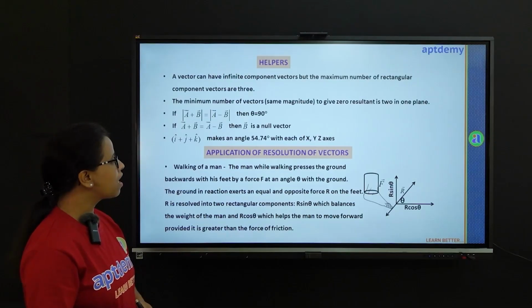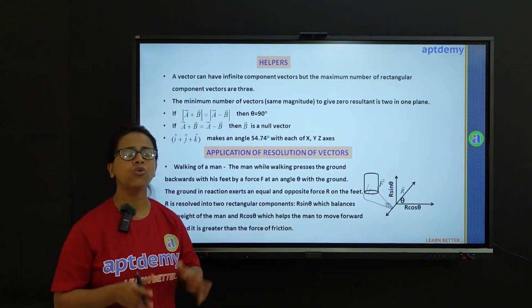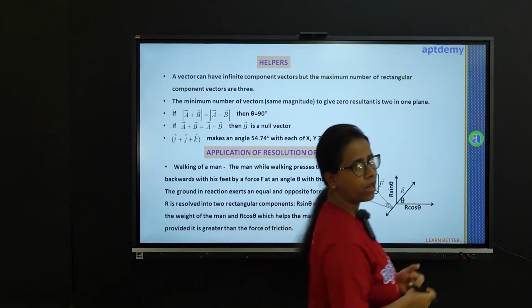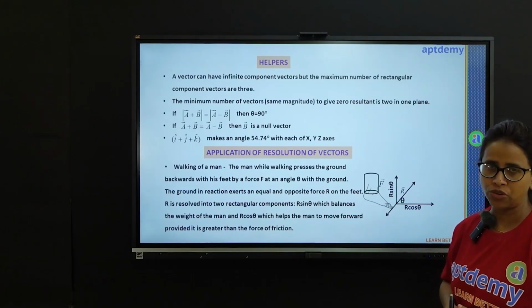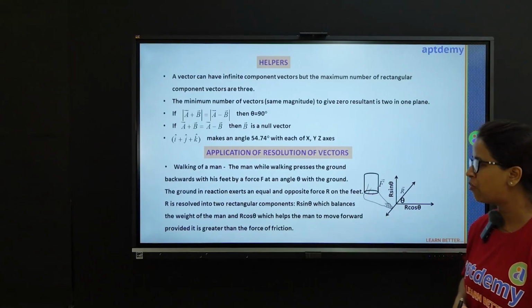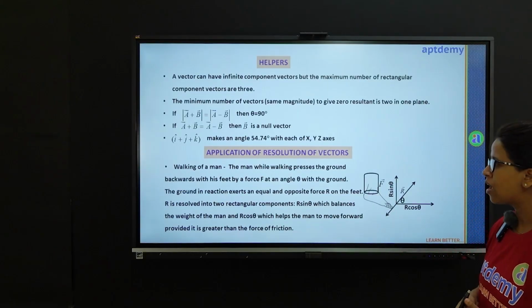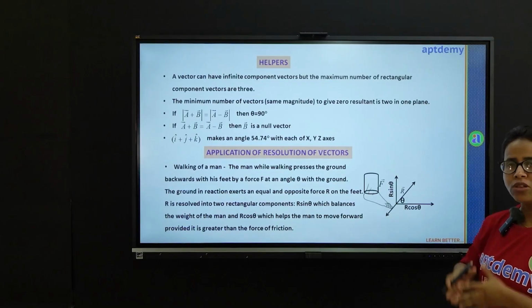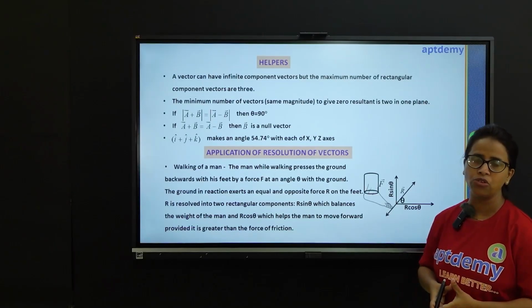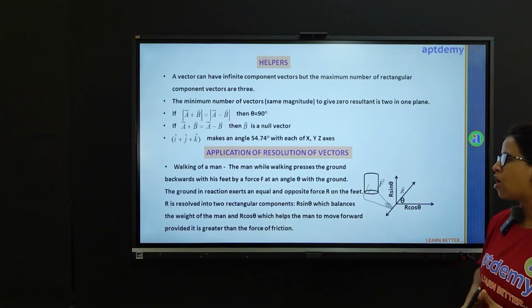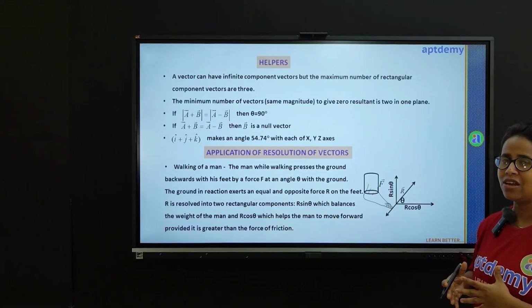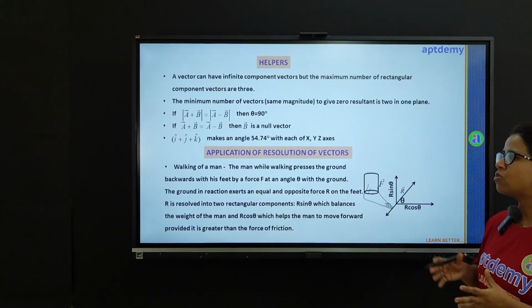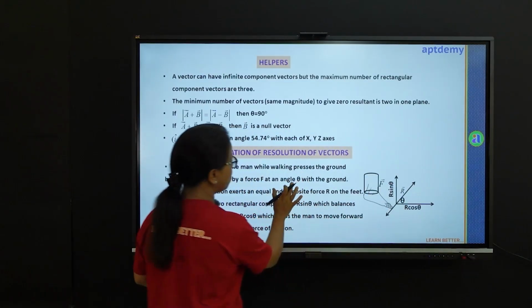So, isn't this interesting? Now, where do we apply resolution of vectors? It has an everyday application: whenever we are walking, we are actually pressing our leg on the ground. Now, when we are pressing the ground with our feet, we are doing that by applying a certain force at a certain angle with the ground. As a result, the ground too, in return, offers a reaction force. Now, this reaction force offered by the ground can be resolved into two rectangular components, R cos theta, which helps the man to move forward provided it is greater than the force of friction, and R sin theta, which balances the weight of the man. So this is where resolution of vectors is applied on a daily basis.